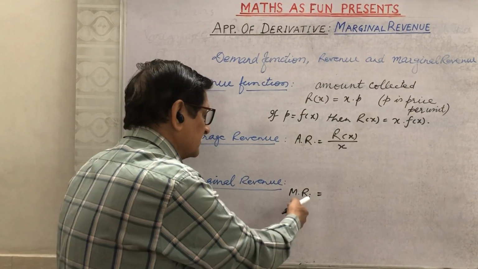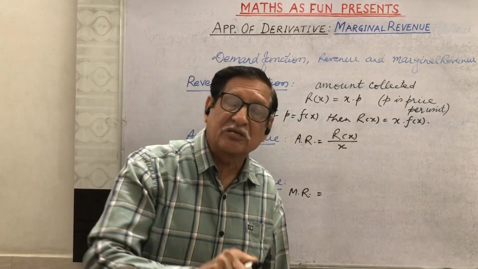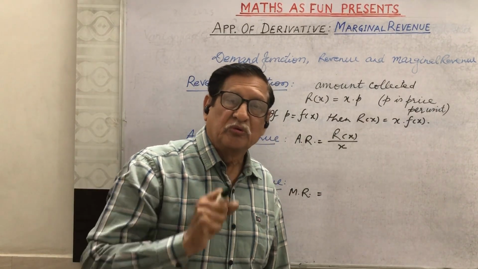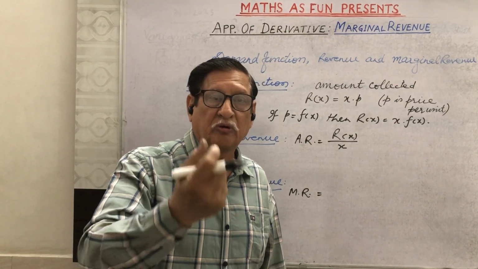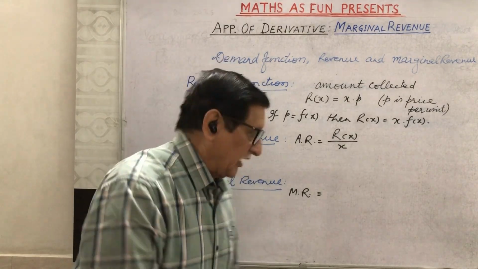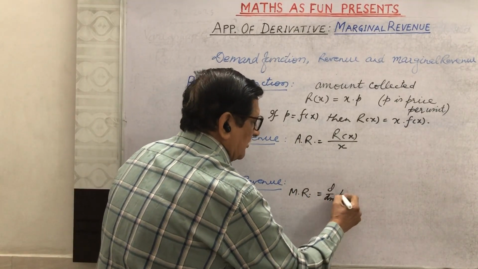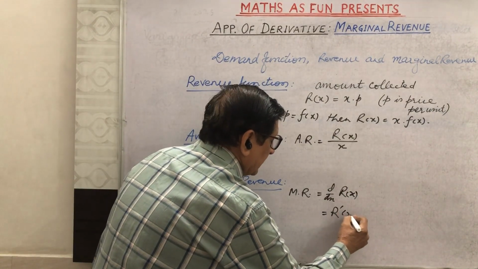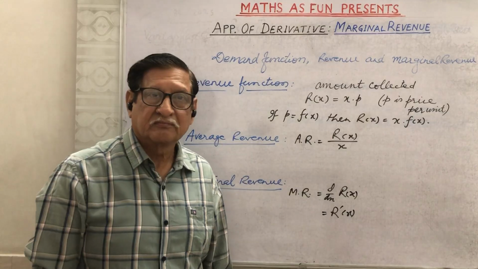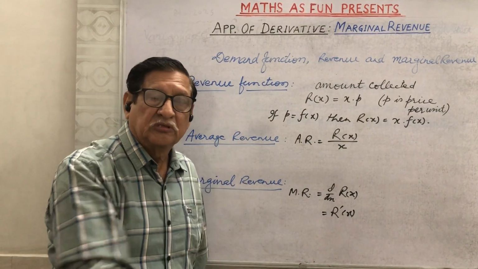Then what is the marginal revenue? Marginal revenue is the rate of change of the revenue collected with respect to the number of commodities. So we can say that MR is d/dx of R(x), or R'(x). Now we will discuss some examples based on the same.